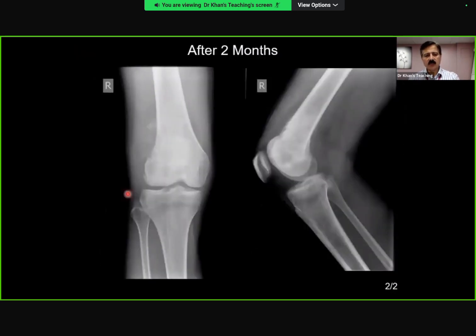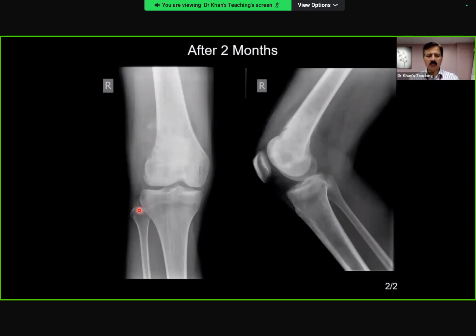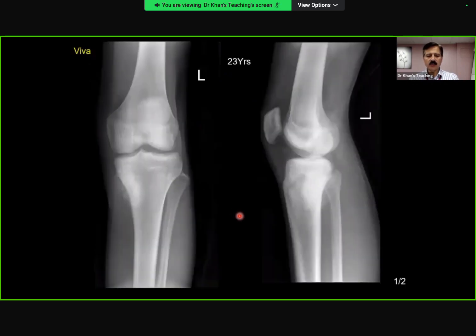This particular case is a medico-legal case. What happened was that this was reported as normal. And then after 2 months, it all blew up. And now you can see that there is a lot of osseous matrix. And when you describe this lesion, you will also say that there is osseous matrix which is in the soft tissue. So, it was an osteosarcoma which was missed. 10 to 25 is the age, so that's critical to remember.